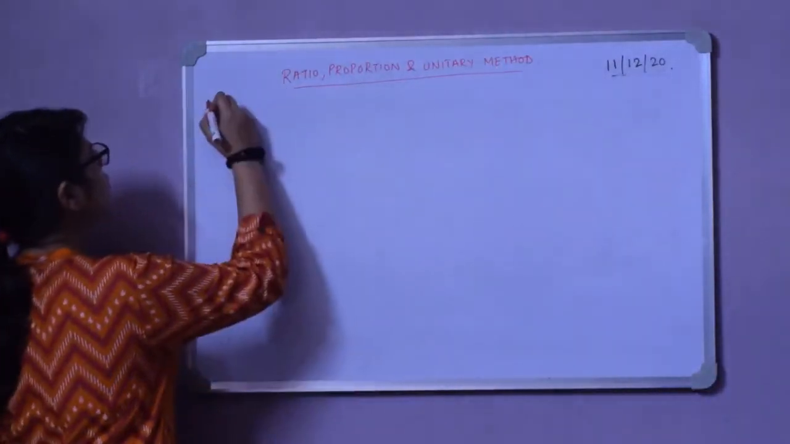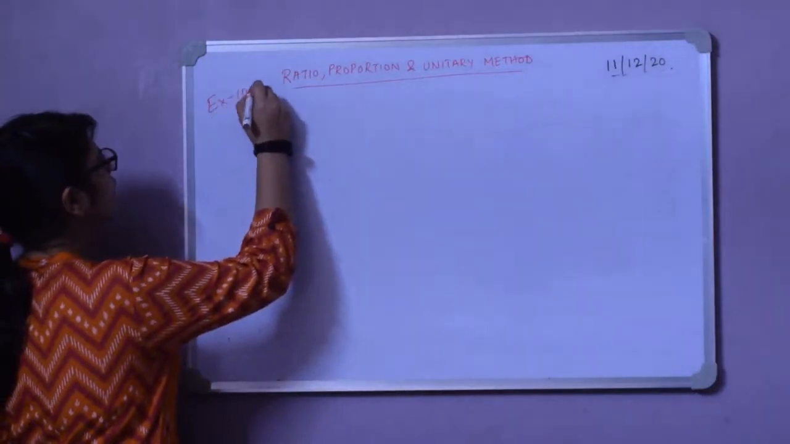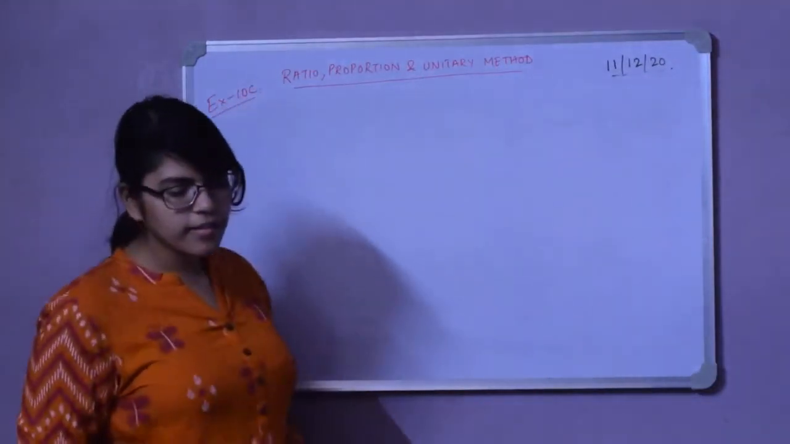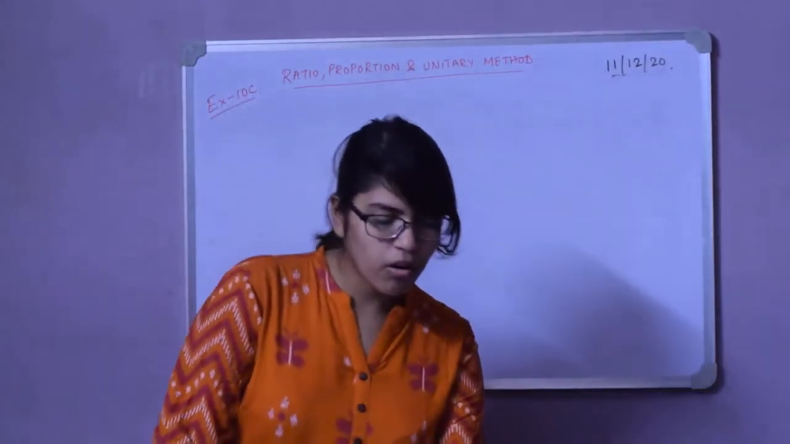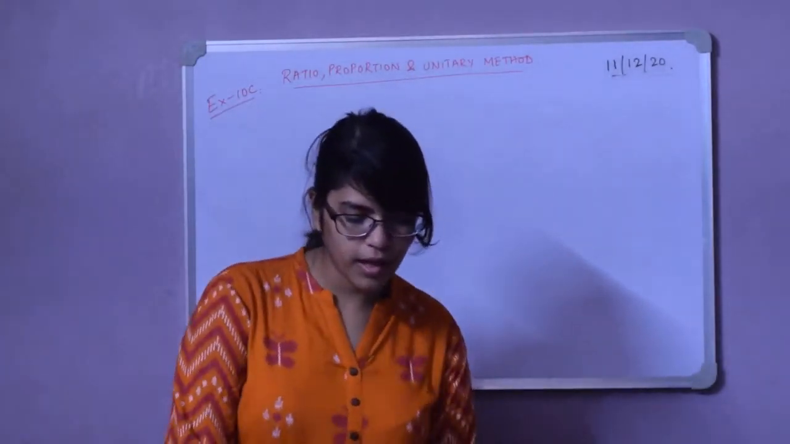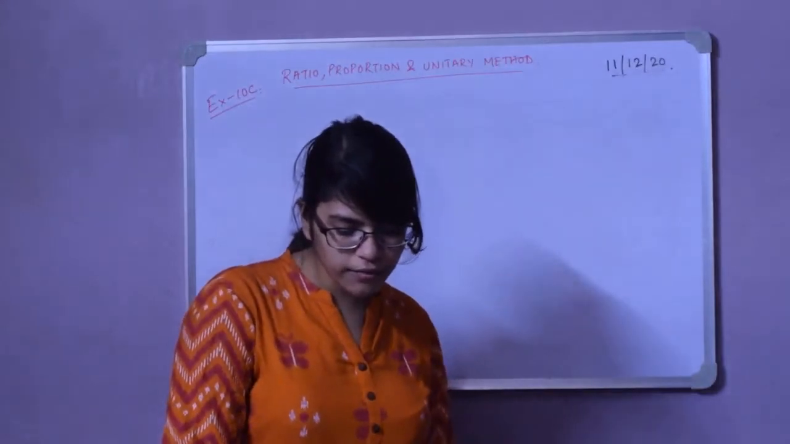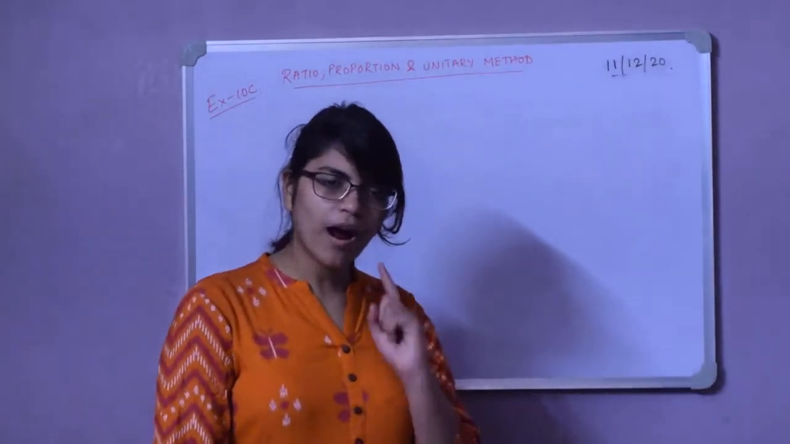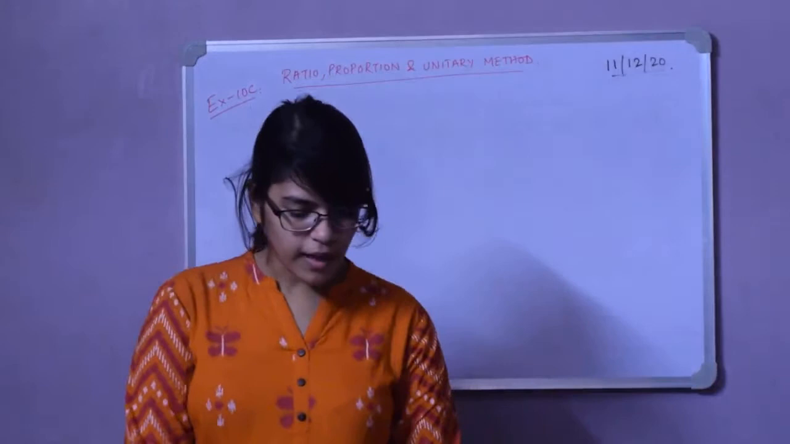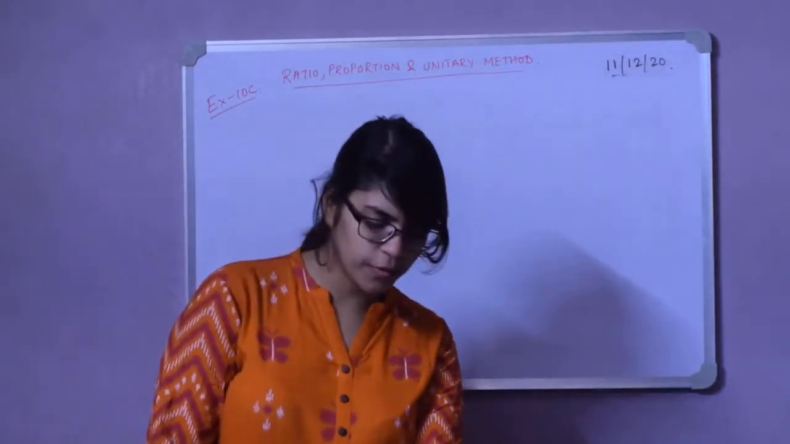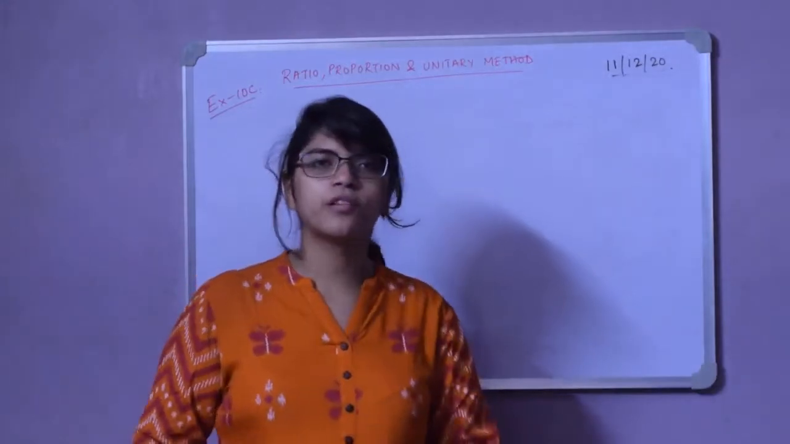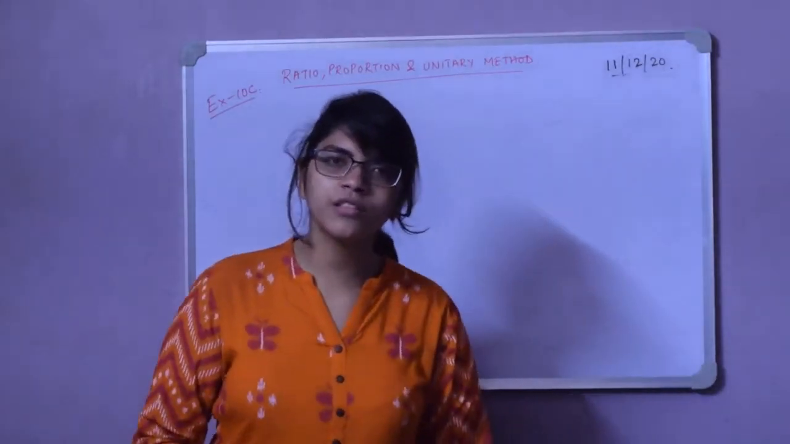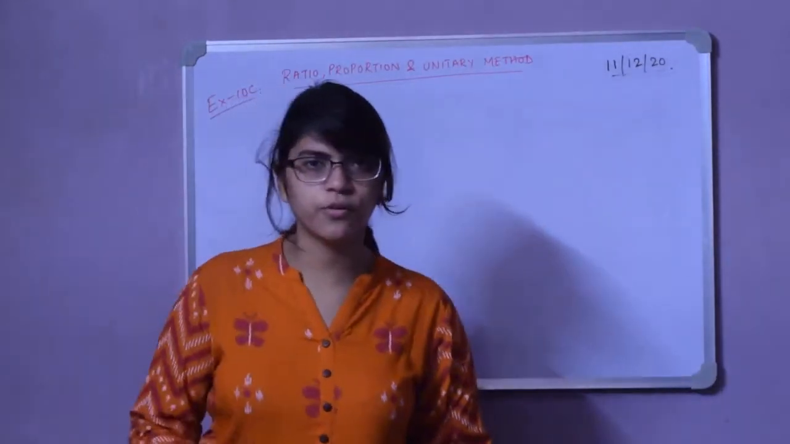So today we will do exercise 10C. Let us do sum number 2. It says, if the cost of a dozen soaps is rupees 285.60. So the cost of 1 dozen soaps is given, that is 285.60. We have to find the cost of 15 soaps. 1 dozen means how much? 1 dozen means a total of 12 soaps, right?